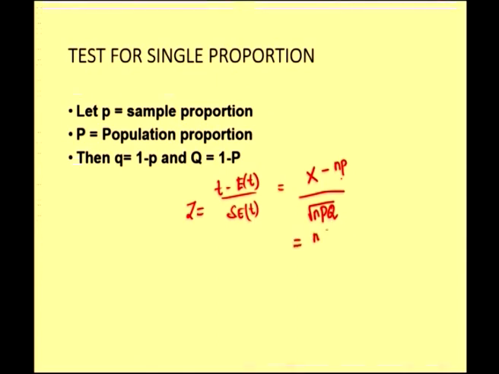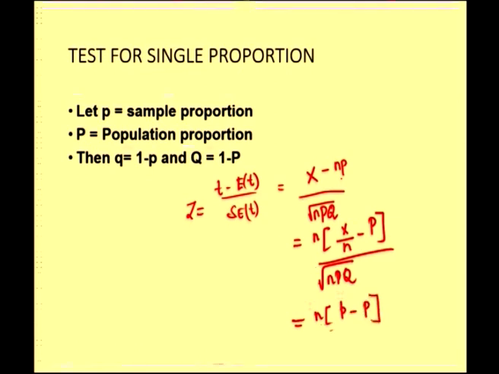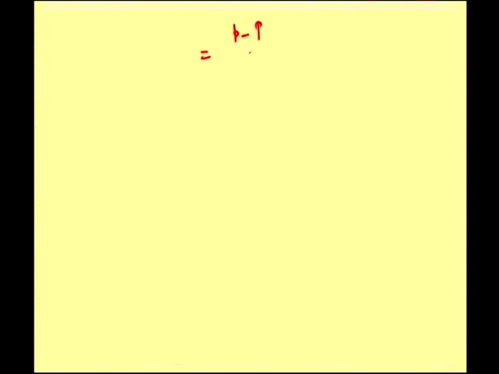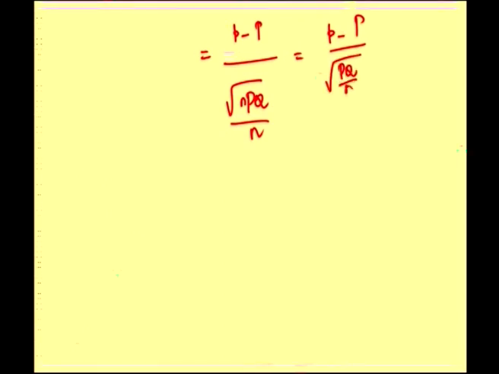Then when you take the n outside, it becomes n into x by n minus capital P divided by n into root of npq. So, this is equal to n into small p minus capital P divided by root of npq. Taking that n to the denominator, p minus capital P divided by root of npq by n. This becomes p minus capital P divided by root of pq by n.